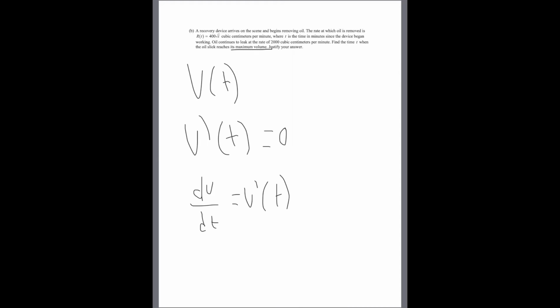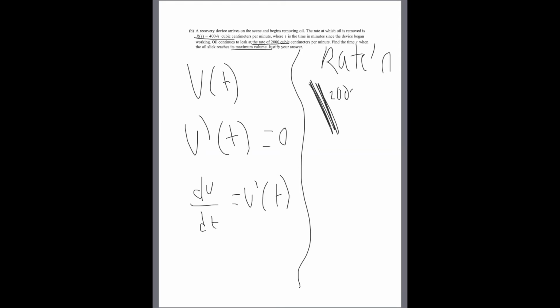But there's an added part to dV over dt. Now is where the rate in, rate out comes in, and it reminds you of that when it says the rate out is this and the rate in is that. So there's oil leaking, and that's 2000, but then there's a device that comes and sucks it up, and that's R(t). So your rate in is the 2000, your rate out is the R(t). But remember, those are both rates. Rates kind of match with V'(t).